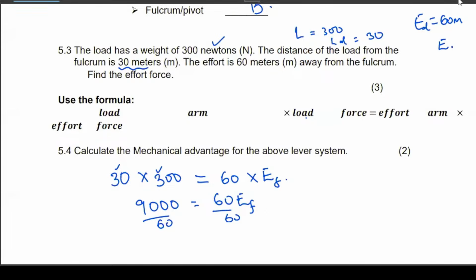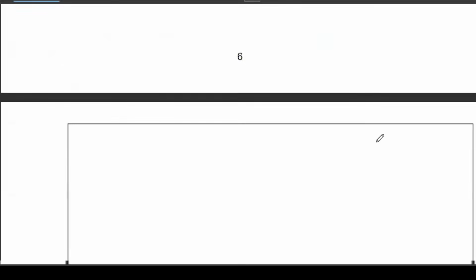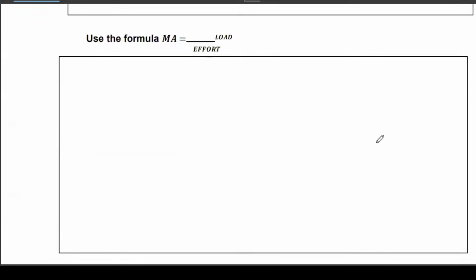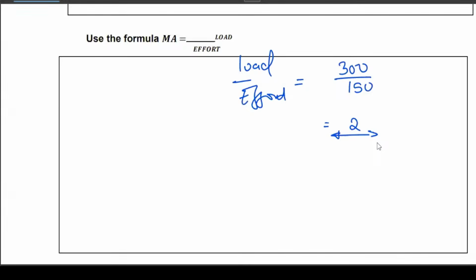Okay, so this 60 cancels that, 9,000 over 60, which means our effort force is 150 newtons, which means there's mechanical advantage in this thing. Then they want us to get the mechanical advantage using the formula load over the effort. So these are forces that we're talking of. So the load is 300 over the effort that we found to be 150. So we get a mechanical advantage of 2.